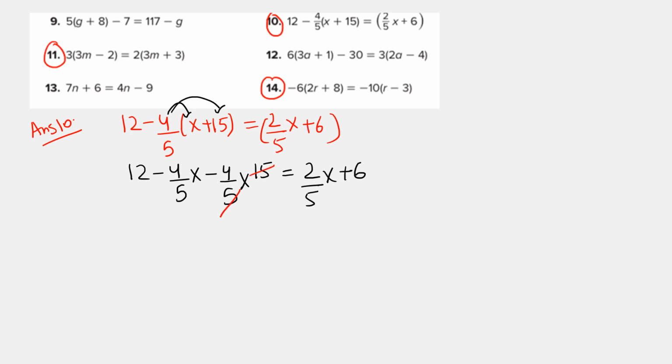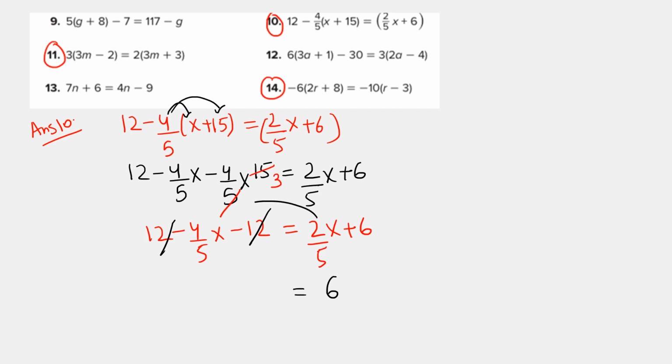So 5 with 3 goes here. So this is 12 minus 4 by 5x minus 12. Now what will cancel? I hope you all can observe that 12 and 12 will cancel. So I will keep 6 on this side, move this here so that I collect the like terms. So minus 4 by 5x minus 2 by 5x.